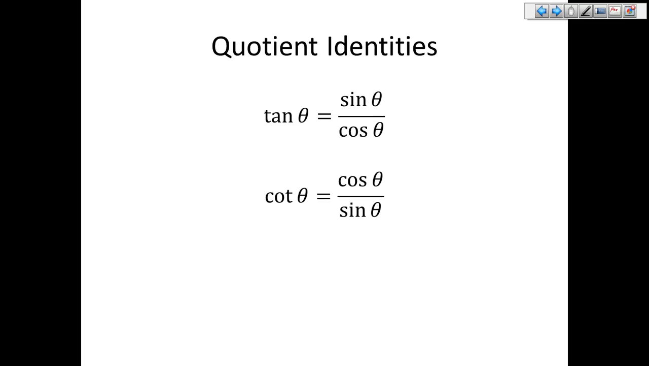Okay, the first one is the quotient identities. The tangent theta is equal to the sine theta over the cosine theta. Now, these are identities that you're not going to be asked to prove, they're ones that you're going to be asked to use. Similarly, the cotangent of theta is equal to the cosine of theta divided by the sine theta. So basically, these give us ways to substitute into the identities that we're trying to prove.